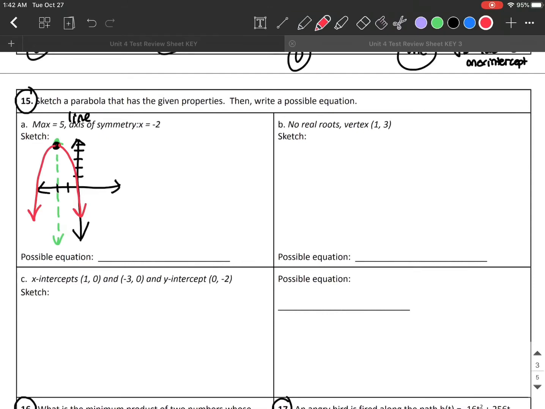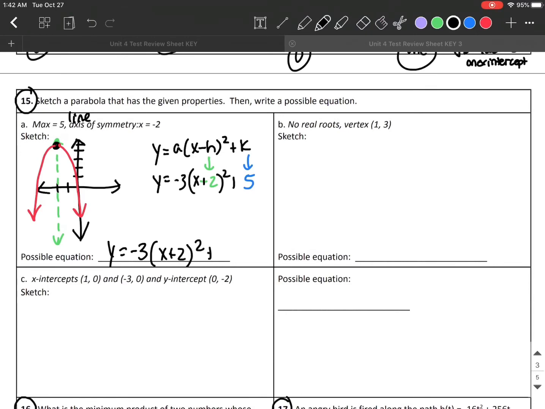So a possible equation, you can come up with whatever you want, but I know h is going to have to be negative 2, and k is going to have to be 5. It doesn't matter what a is, so I'm just going to say whatever I want. It matters that it's negative because I need a downwards parabola here. So I need negative 3 times x minus negative 2, which is plus 2, squared, plus 5. So a possible equation is y equals negative 3 times (x plus 2) squared plus 5.